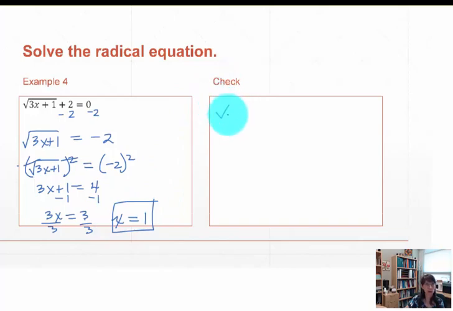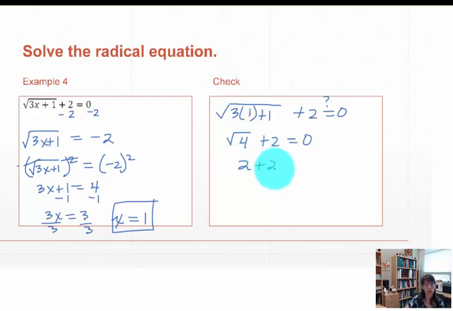Don't ever assume your answers are going to work. Always check them. So 3 times 1 added to 1, plus 2, does that equal 0? So this would give us 3 plus 1, or square root of 4, add 2 equals 0. 2 plus 2 equals 0. Does 4 equal 0? No.